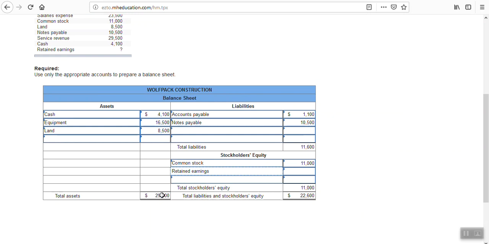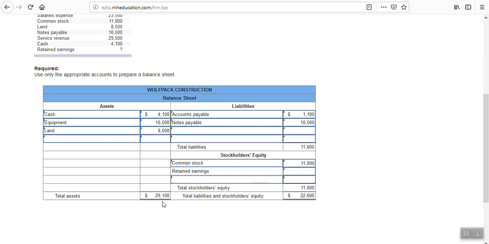So one of the things we have to understand is how the accounting equation works. The accounting equation says that assets should equal liabilities plus stockholders' equity. And that's kind of what the balance sheet's showing us. Assets on this side should equal liabilities and stockholders' equity on this side. So if we know most of this, we can solve for an unknown. So we know that assets is $29,100.